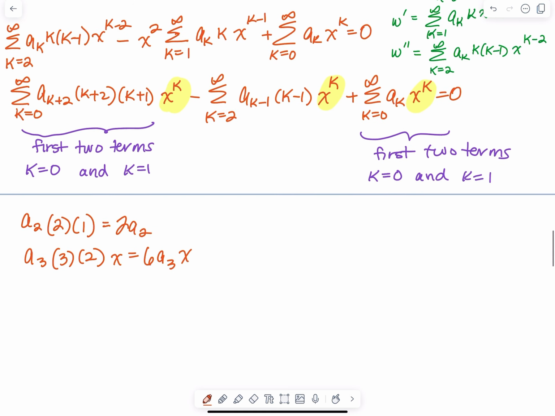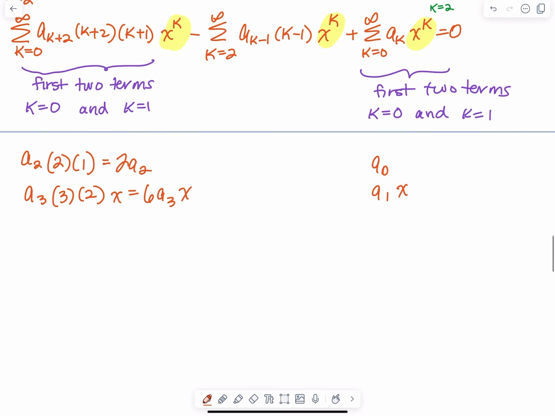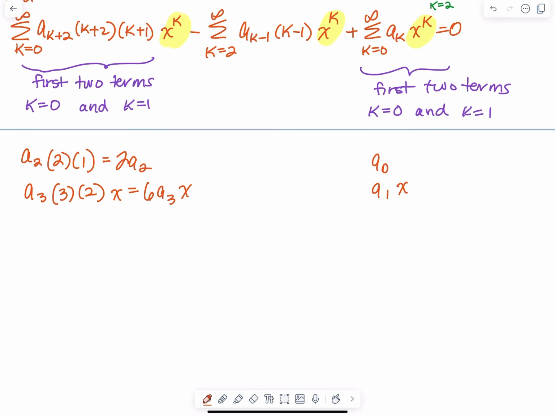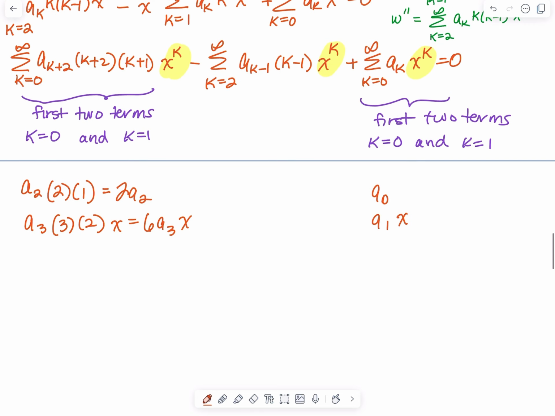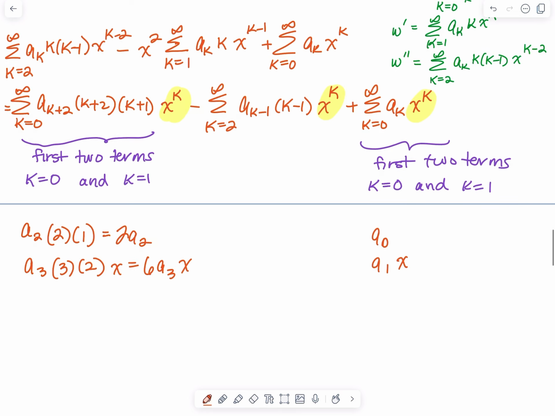Let's do the same thing here. When k is equal to 0, we have a naught. And when k is equal to 1, we have a sub 1 multiplied by x. Okay, so let's write those out. So these are these terms. So now we have this equation. Why don't I just not set this equal to 0 yet? And why don't I just say this is equal to this. And so now it is equal to, let's write those first terms.